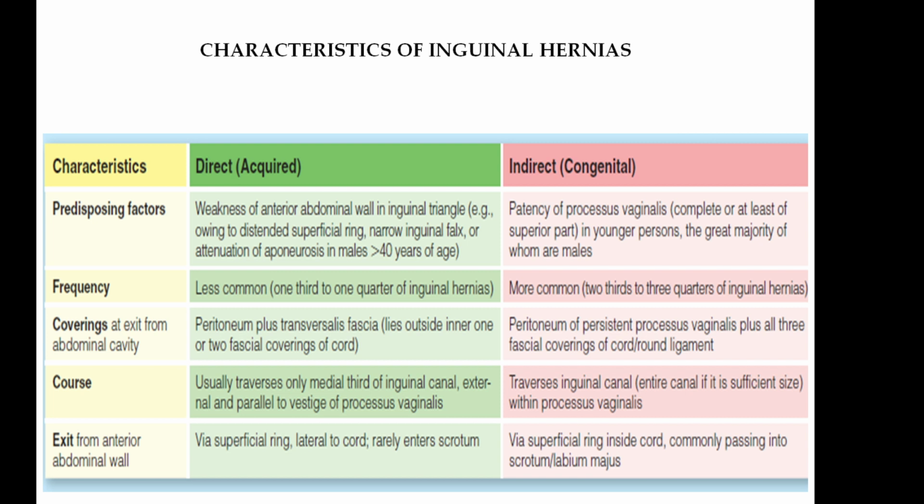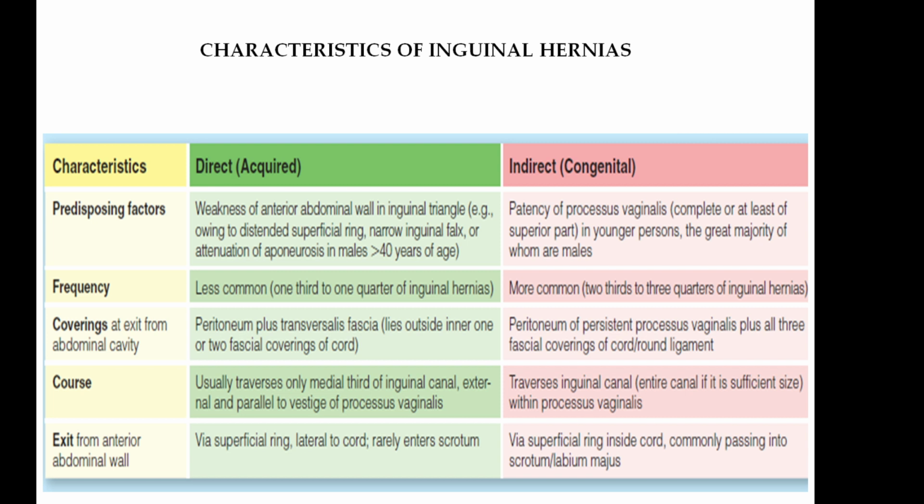Frequency in indirect hernias: more common, 2/3 to 3/4 of inguinal hernias. Coverings at exit from the abdominal cavity: in direct hernias, peritoneum plus transversalis fascia lies outside the inner 1 or 2 fascial coverings of the cord. Indirect: peritoneum of the persistent processus vaginalis plus all 3 fascial coverings of the cord around the ligament.